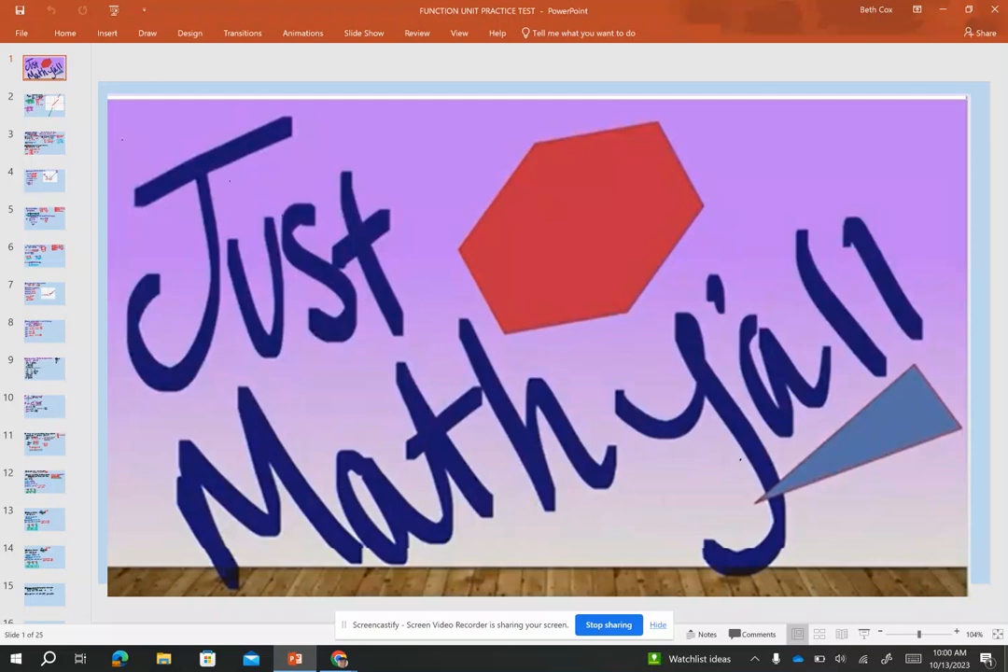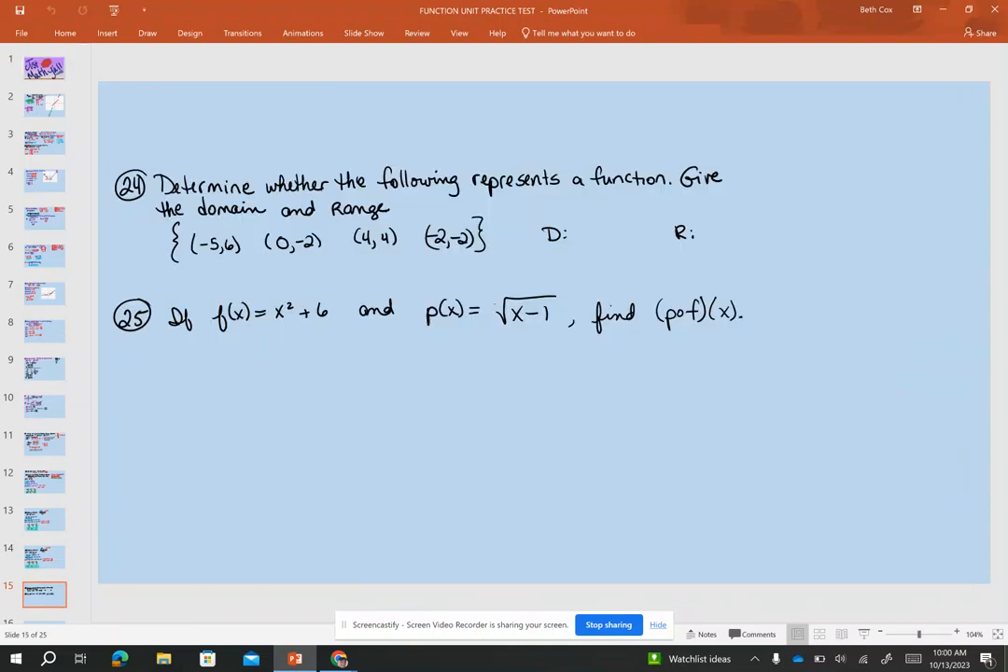We're going to do the practice test for Unit 3. We're working on these videos. We are at problem number 24. We're starting to kind of scramble again to see if you remember things. We did one like this already. It says determine whether the following represents a function. Give the domain and the range.